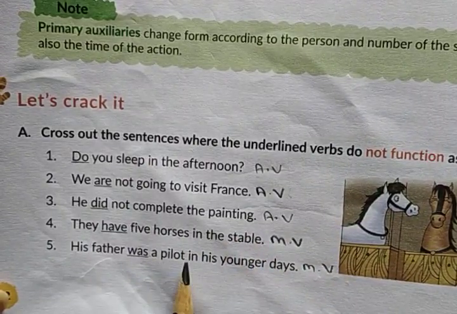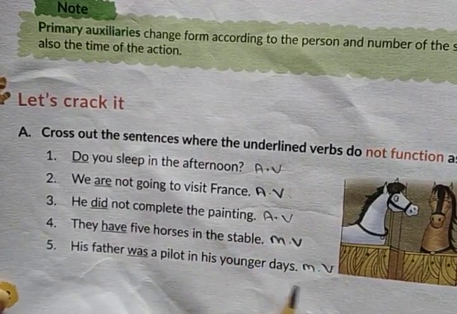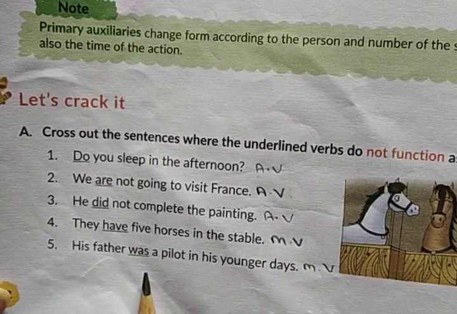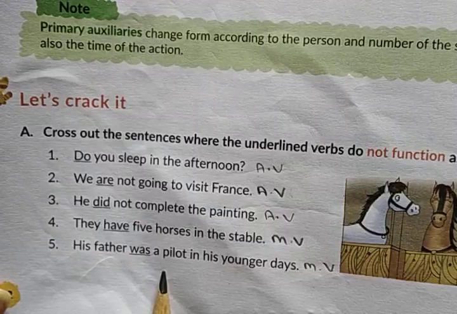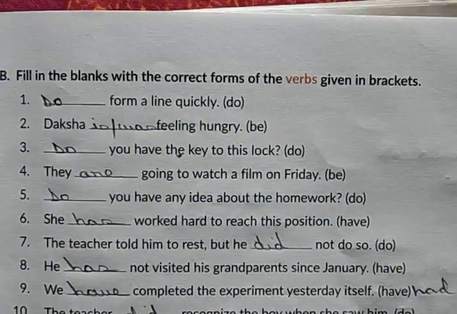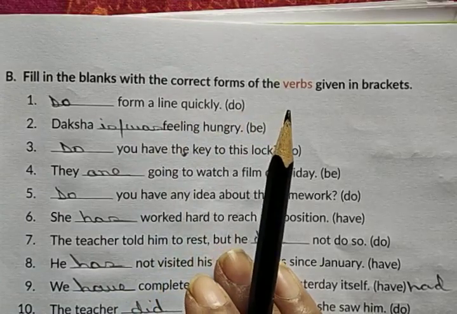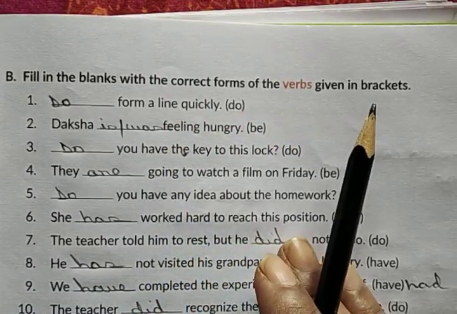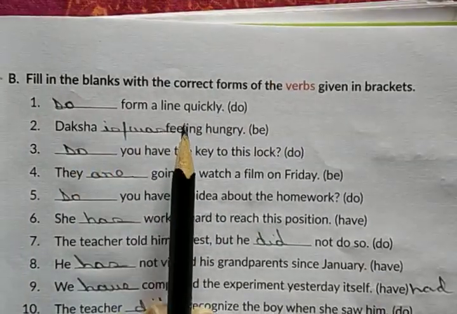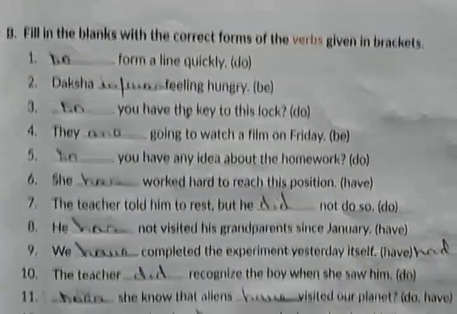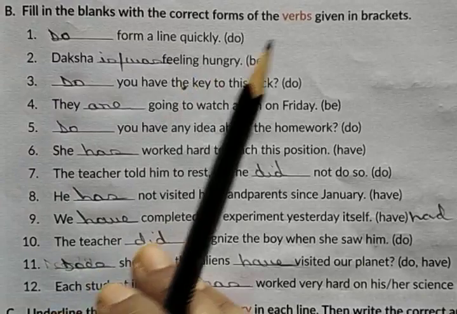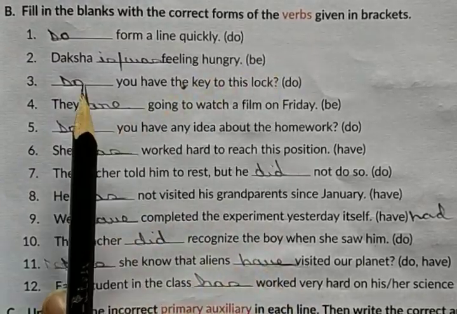His father was a pilot in his younger days. Again in this sentence also, "was" is acting as the main verb. Next exercise. Fill in the blanks with the correct forms of the verbs given in the bracket. Blank form a line quickly. In bracket you have "do". So yes, the answer will be: do form a line quickly.